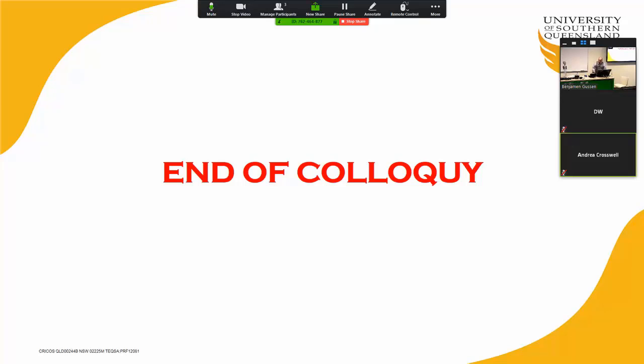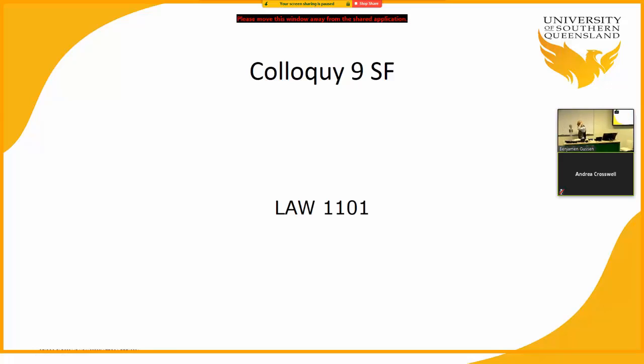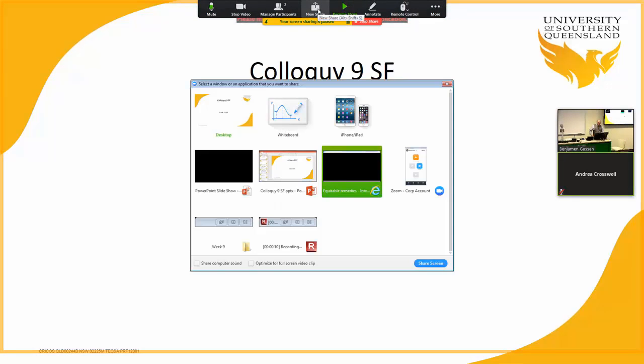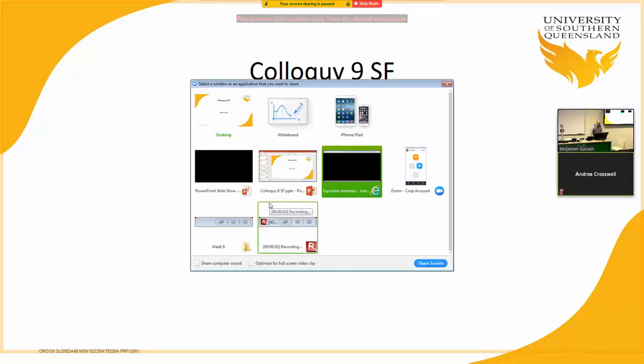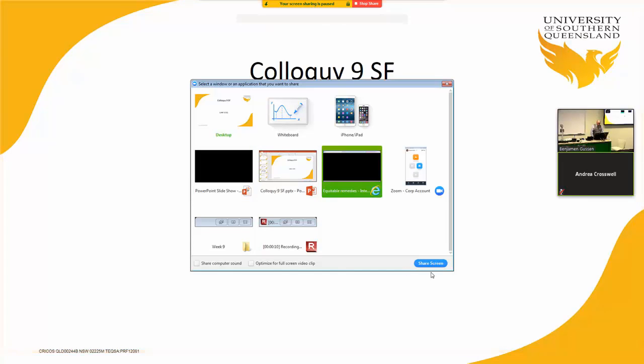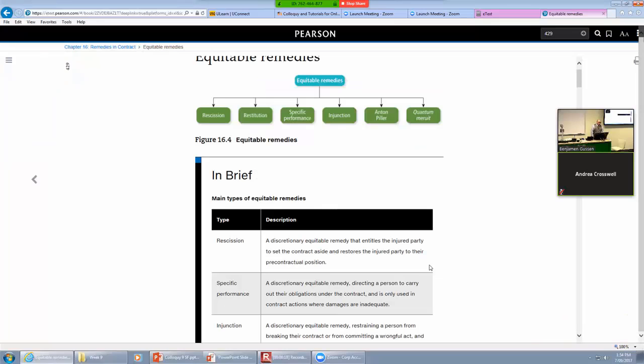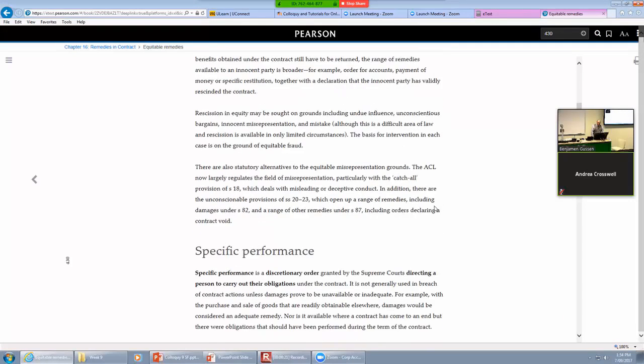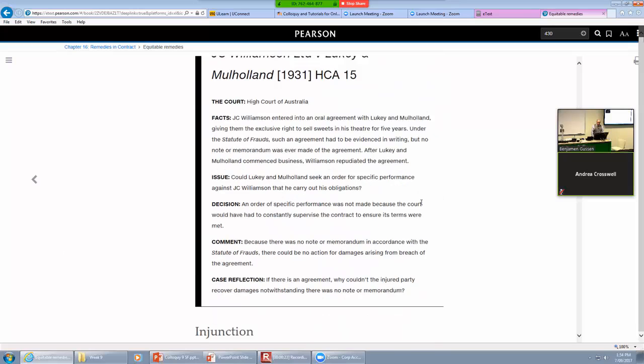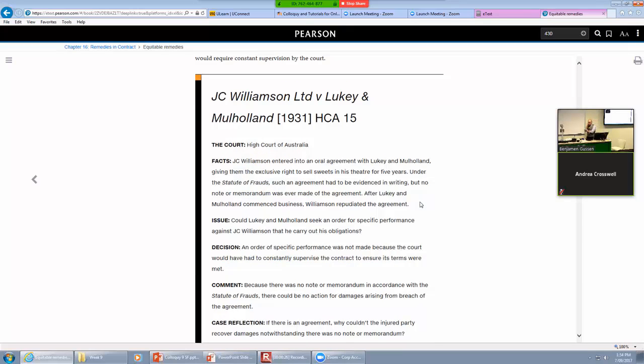That's the end of our colloquy. All right, we're going to go now and look at some examples of these equitable remedies as we see them discussed in chapter 16. So the starting point is going to be on page 429. And let's look at Williamson v. J.C. Williamson, on page 430.